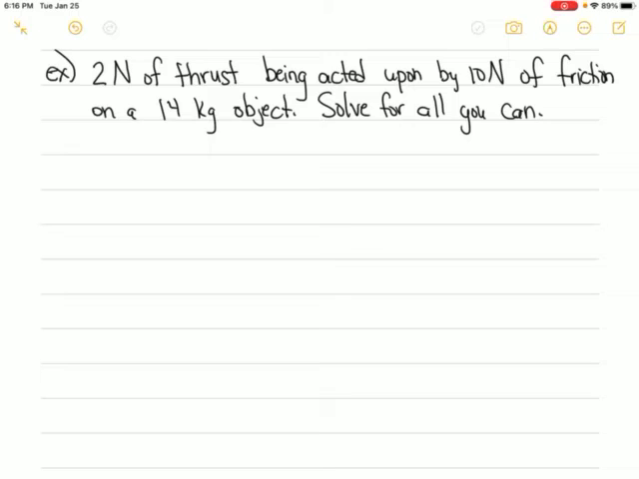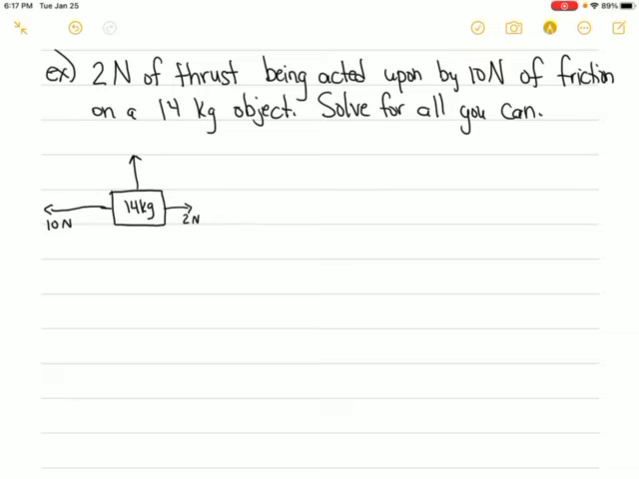So the first thing that I'm going to do on here, just because I like to, is draw myself a beautiful little free body diagram. And remember, when you draw the box, that represents the object. I like to put the mass, which is always measured in kilograms, inside of that object. Then we're going to have 2 newtons of thrust, and that's going to be an applied force. And it's going to be acted upon with 10 newtons of friction right over here.